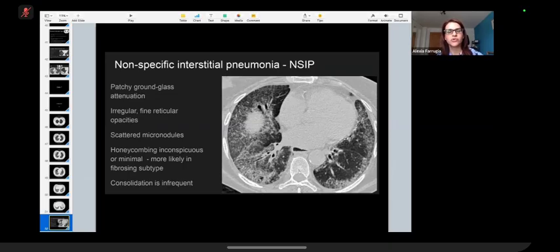And as you may know, there are two types of NSIP. There's the cellular NSIP and the fibrotic NSIP. And with fibrotic NSIP, there is some overlap with a UIP pattern. So that's when you may see some honeycombing. But the predominant pattern overall is ground glass. And consolidation is infrequent.